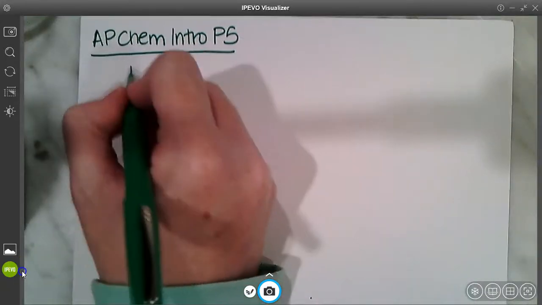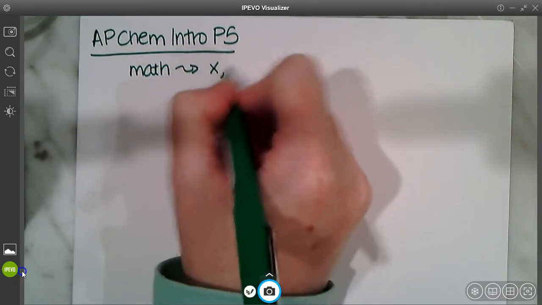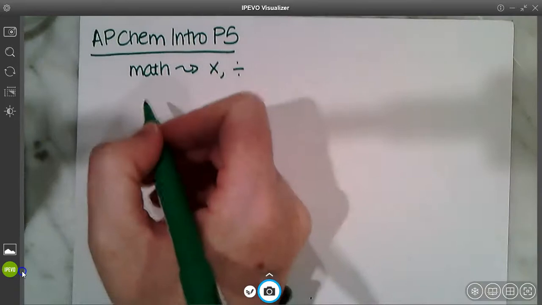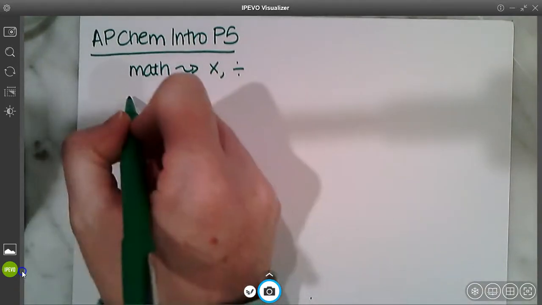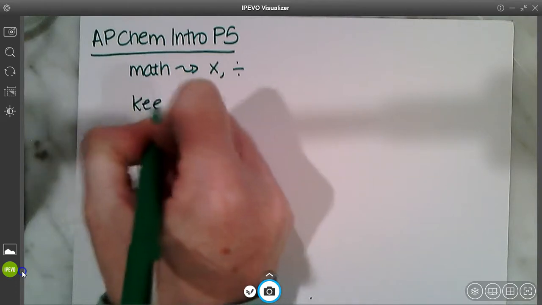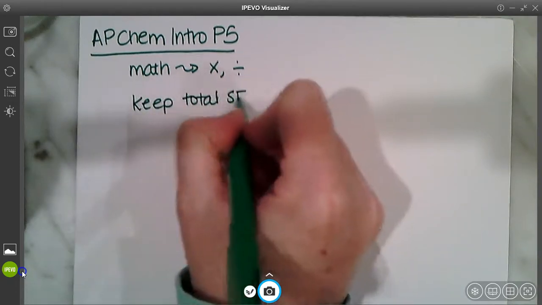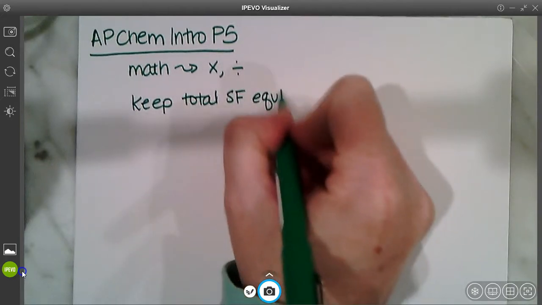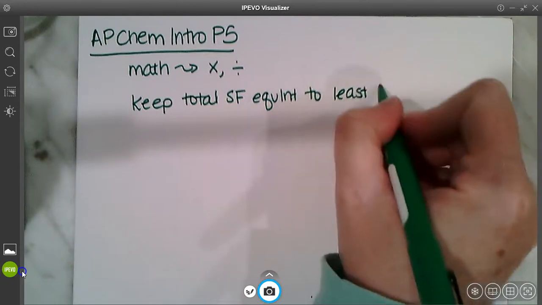So we're still talking about math and the functions. Today we're going to be doing multiplication and division rules. I personally find the multiplication and division rules a little bit easier. So the rule is keep total sig figs equivalent to least total sig figs.